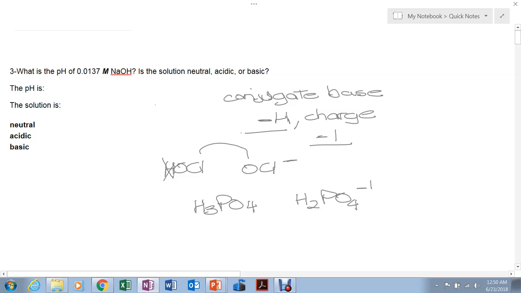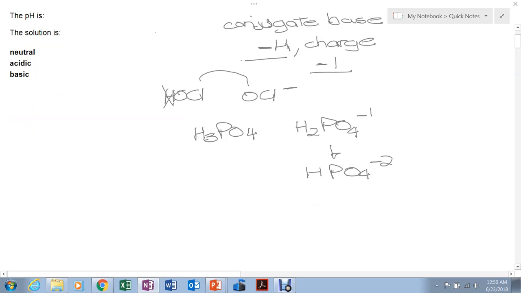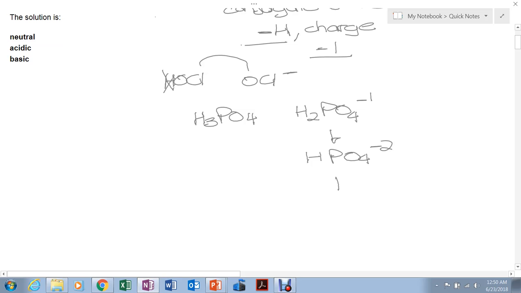The conjugate base of H2PO4 minus would be HPO4. I took another hydrogen, PO4. So the charge changes to minus 2. It is 1 unit negative, you subtract. And of course, the conjugate base of HPO4 would be PO4, minus 3.